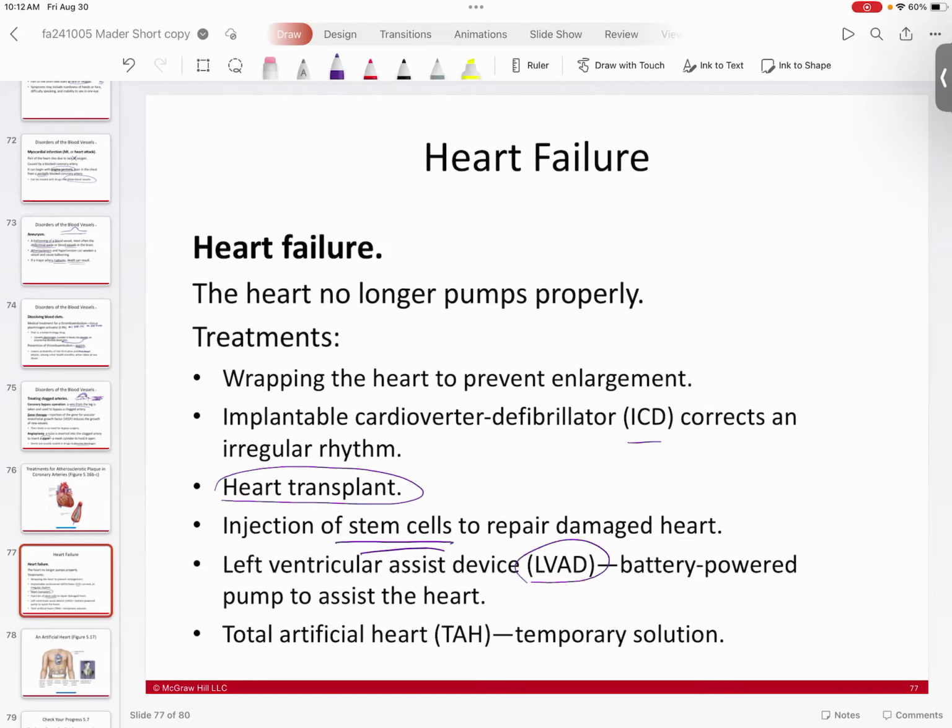LVAD is basically a mechanical device that you stick in there to do the pumping for you. And then a total artificial heart would be just a completely mechanical heart, all the way around, all four chambers. And LVAD is just a left ventricle. It helps to do the pumping of the left ventricle itself.